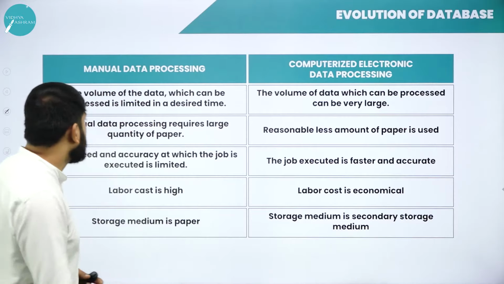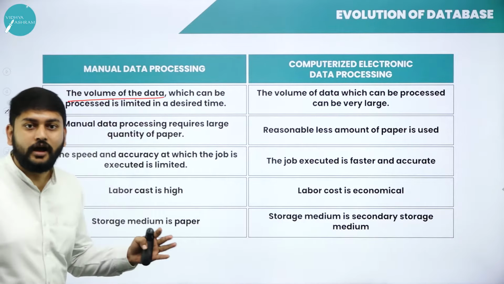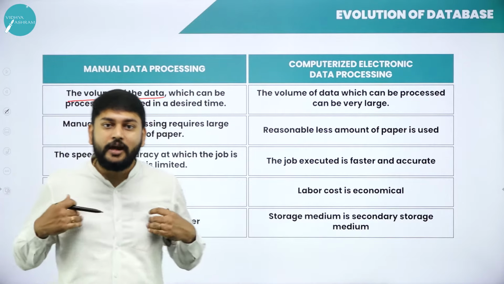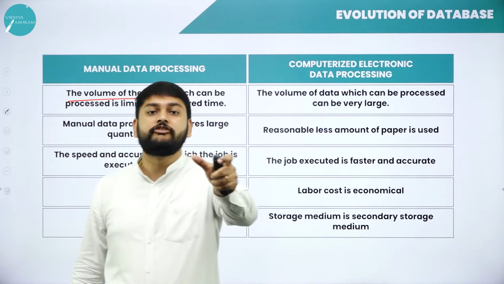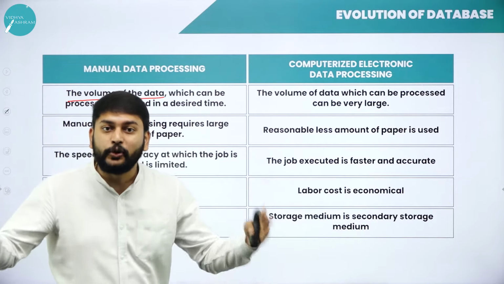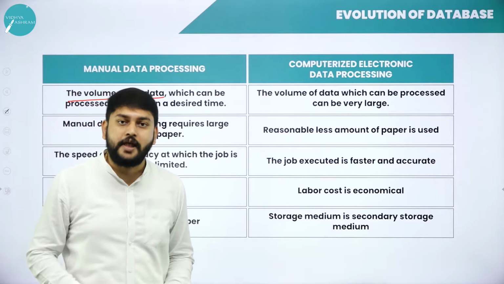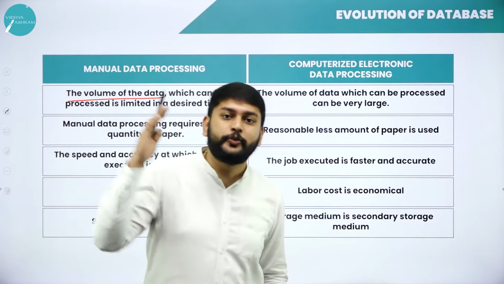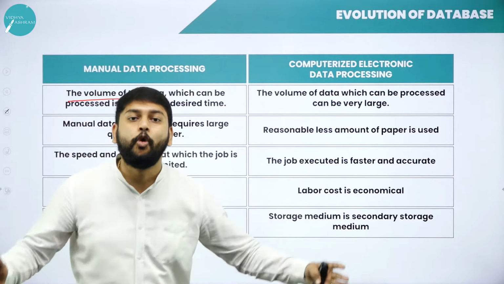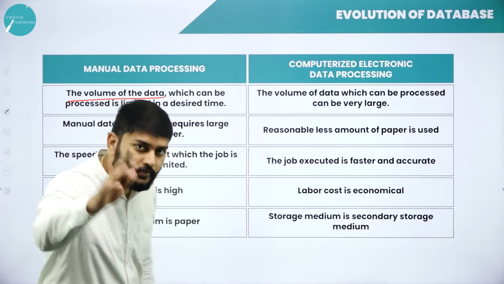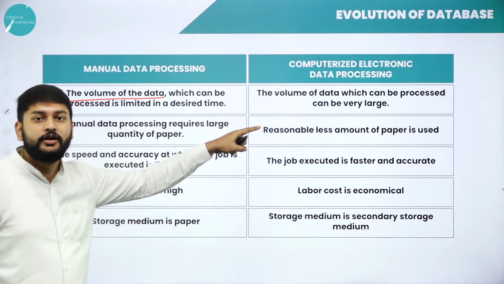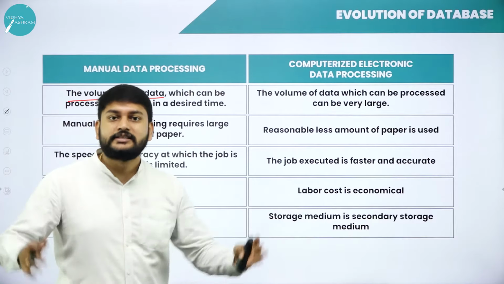Let's start with the first point, the volume of the data. The amount of data I can process manually in a given time is very limited. But it is not like that with the database concept: the amount of data that you can process is more in a given time. So when it comes to this, it is very less, but here it is more. Why? Because this is a computer. Manually we people are doing it directly, but this is done by a computer. So here I process less data, and here I process more data.